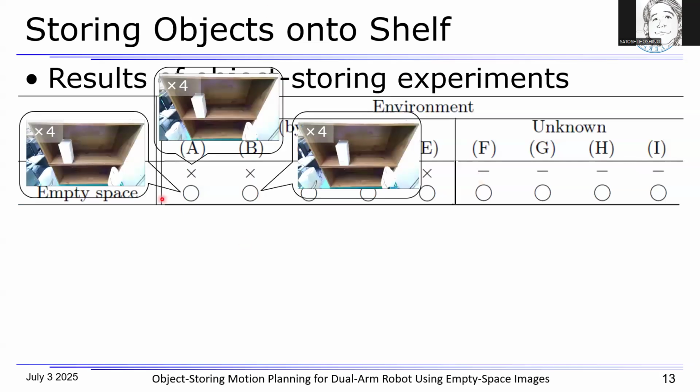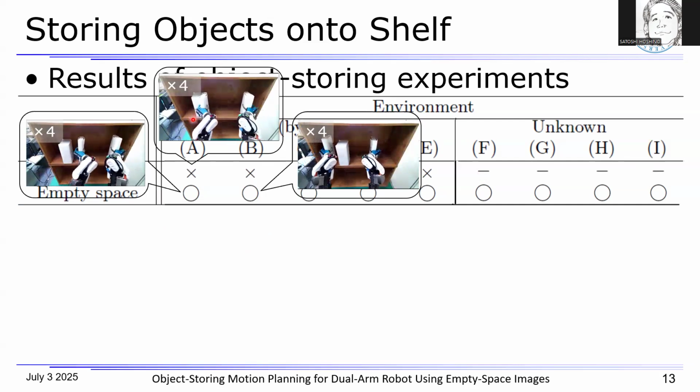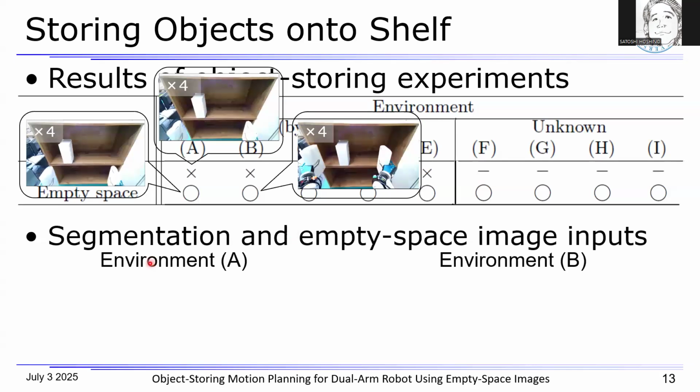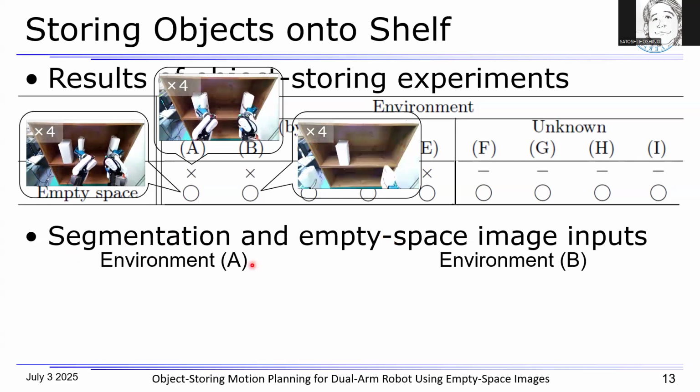So here, please have a look at these videos. As you can see here, with the segmentation image inputs, the objects grasped by the left hand collided with the placed objects. On the other hand, with the empty space image inputs, the robot was able to store the objects into the correct empty spaces, right? So to discuss these results, we further examined the difference between the segmentation and empty space image inputs in environments A and B.